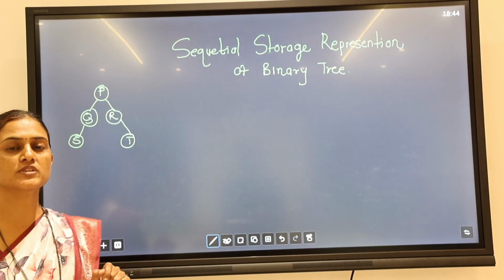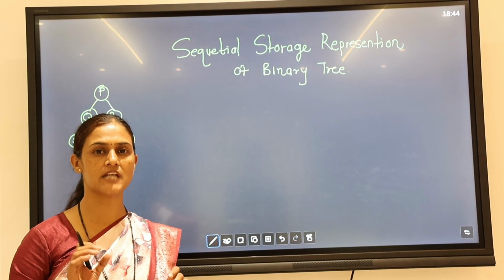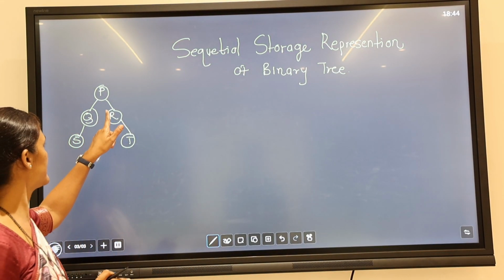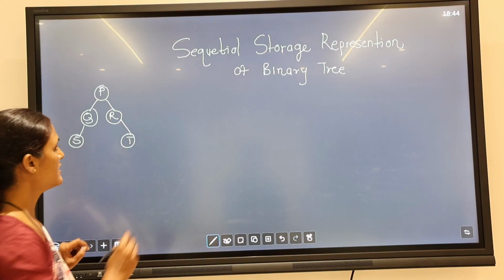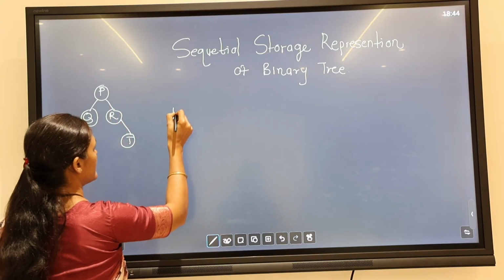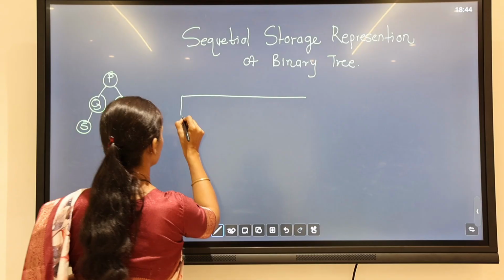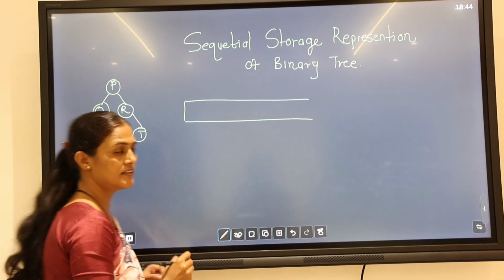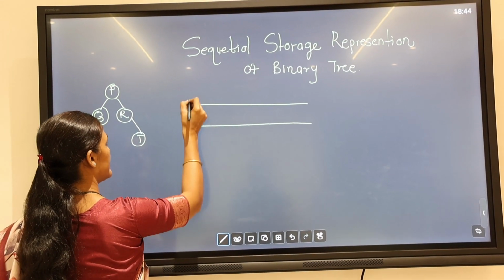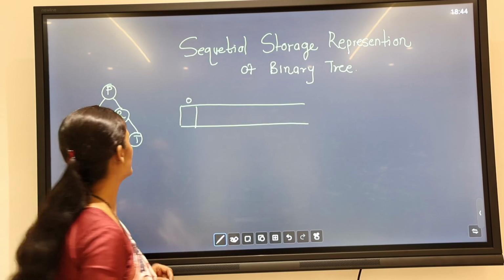We will see about the sequential storage representation of the binary tree. In sequential storage representation, we are going to use an array. So for this tree, we will see how to represent it using an array. So consider this is an array. As we know, array index always starts from 0.